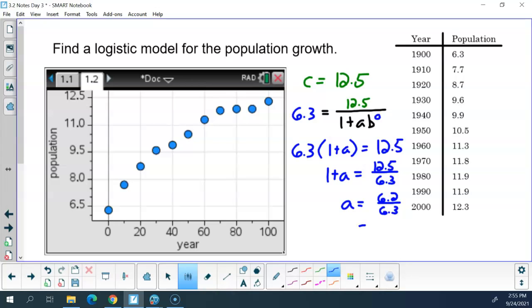I got 0.984127. More decimal places is better, so early in the problem, more is better. I even stored it on my calculator so that it's on there, and I'm just going to use it as A the rest of the way through. Okay?